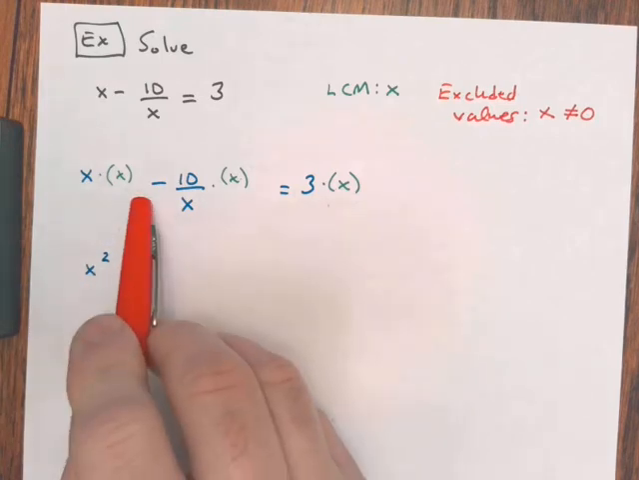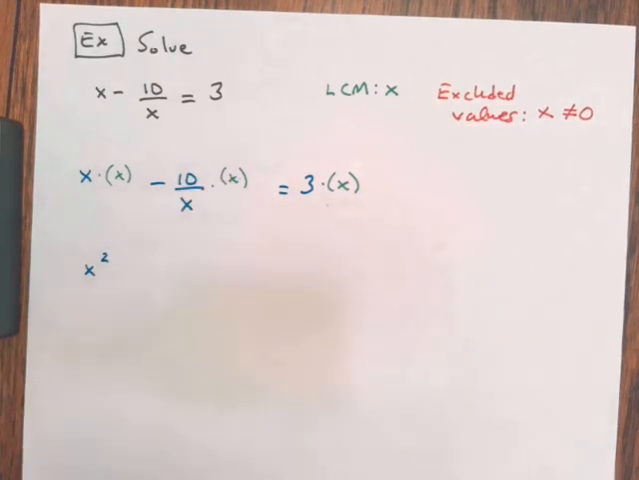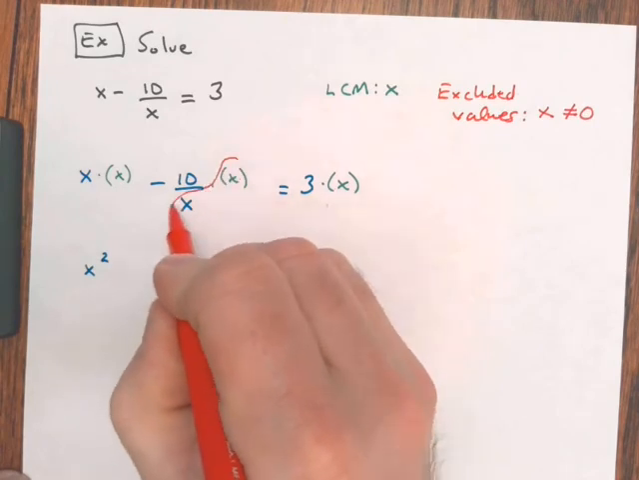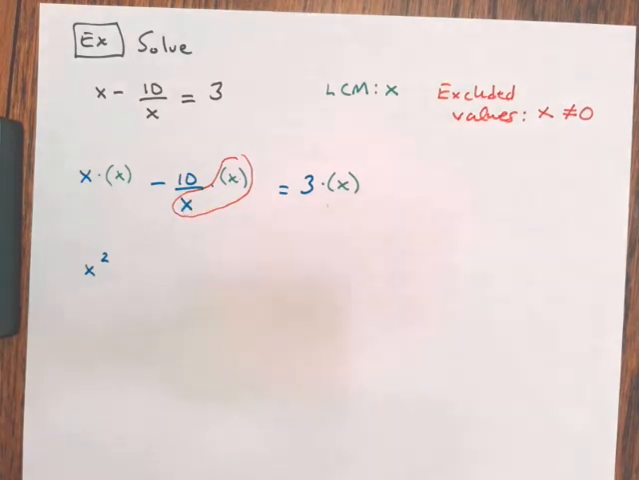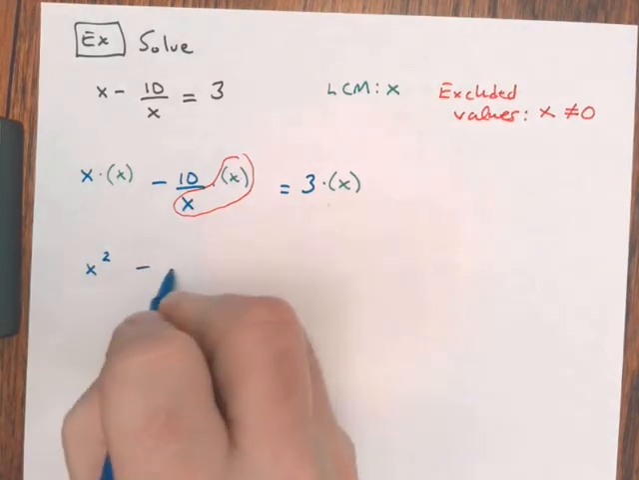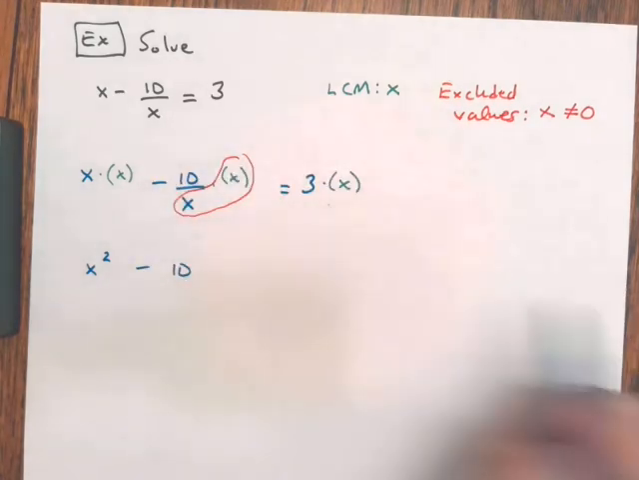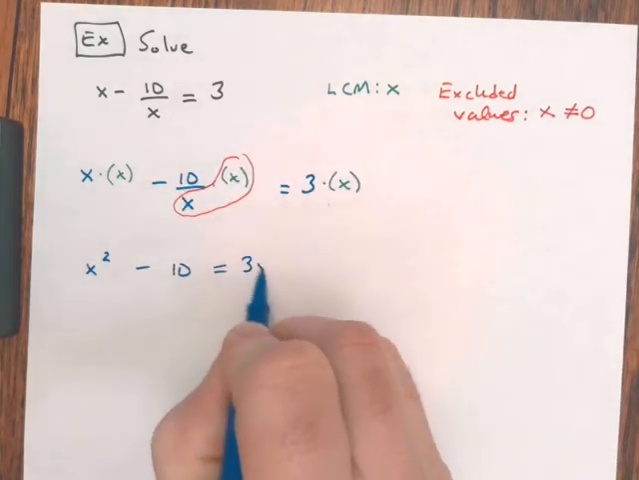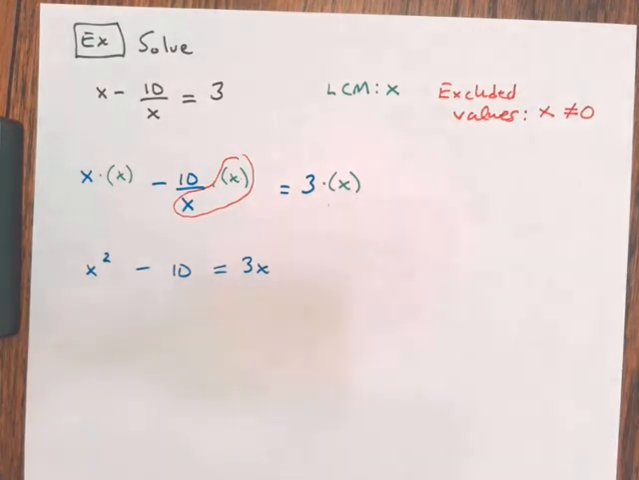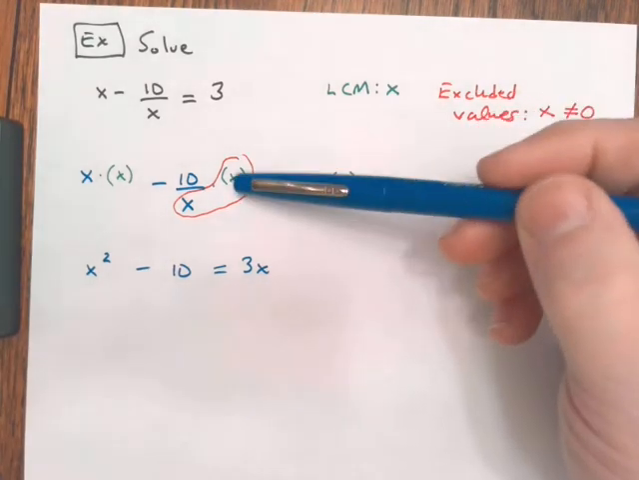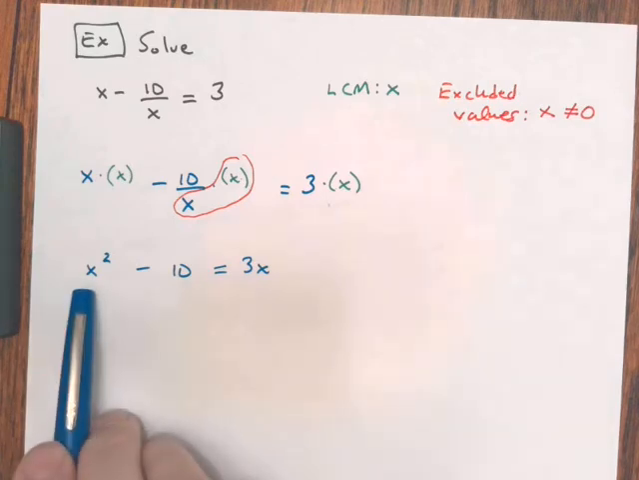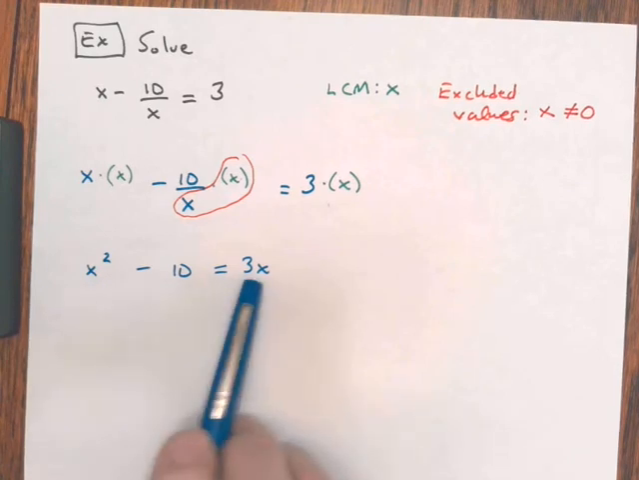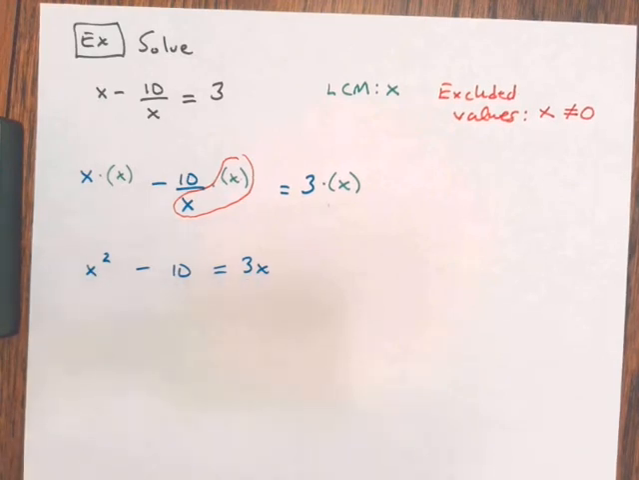And then we have minus 10 over x times x. These x's here, we have an x in the top of the fraction and an x in the bottom. Those are going to cancel each other out. So we're just going to end up with a minus 10 once we simplify that multiplication. And then on the other side of the equal sign, we have 3x. So in a matter of a couple of steps, we no longer have fractions, which makes this quite a bit easier to solve. From here, here's what I see. I see we have an x squared term and an x term, so because we have an x squared term here for a highest power of x, that's a quadratic.